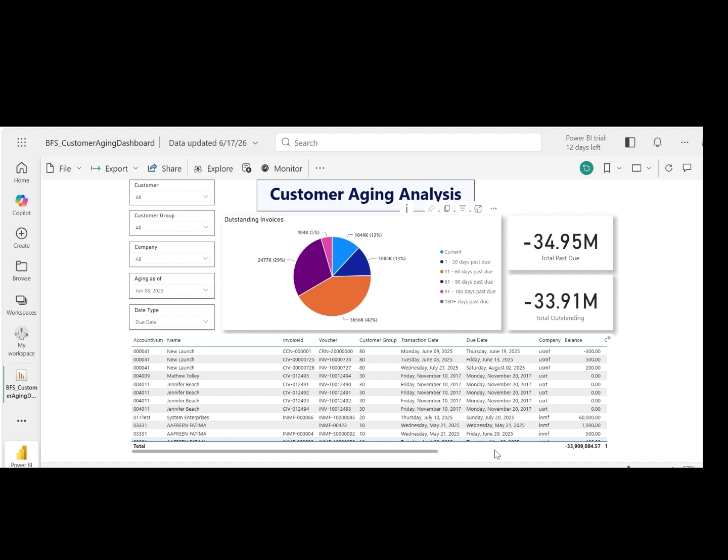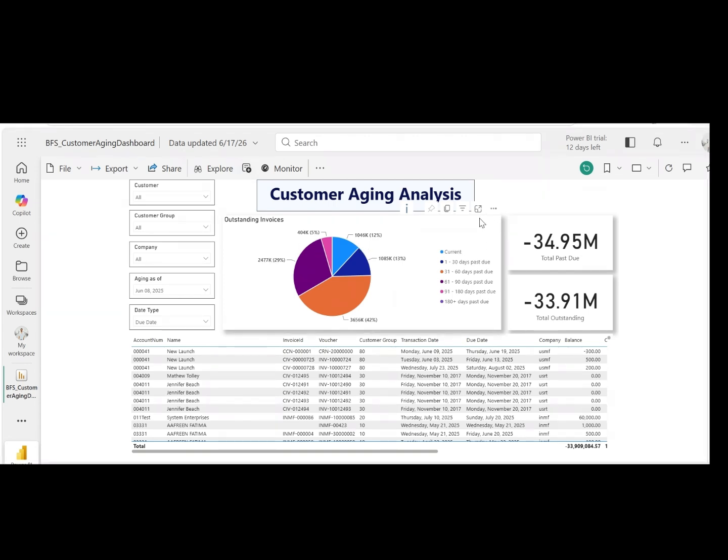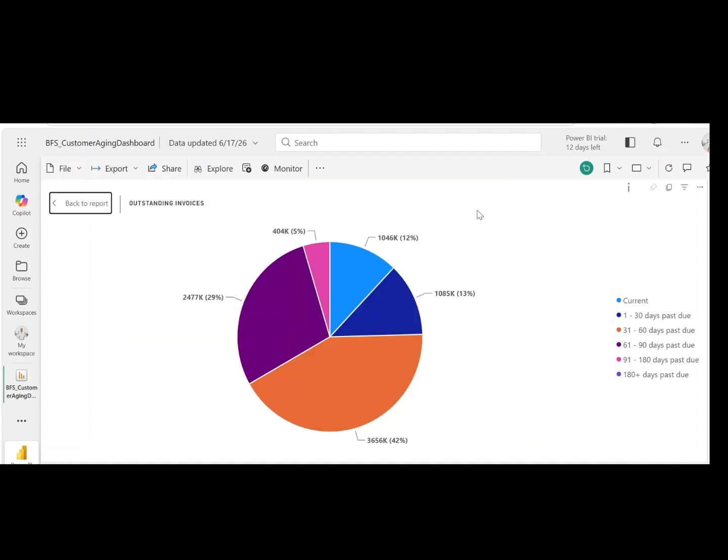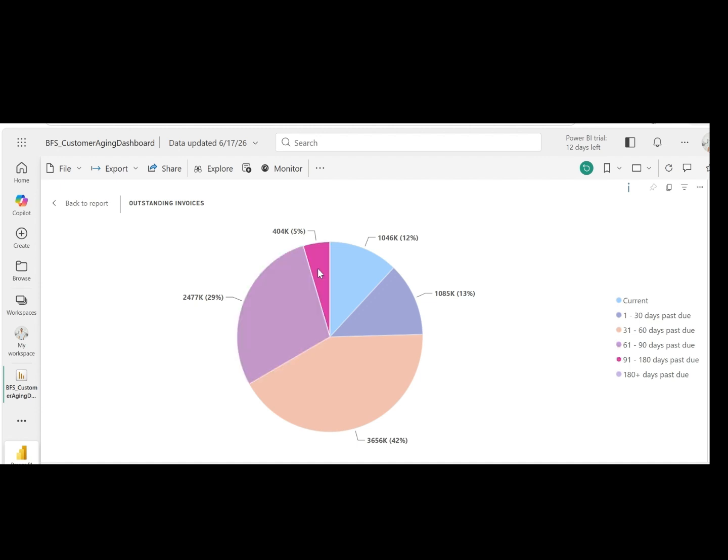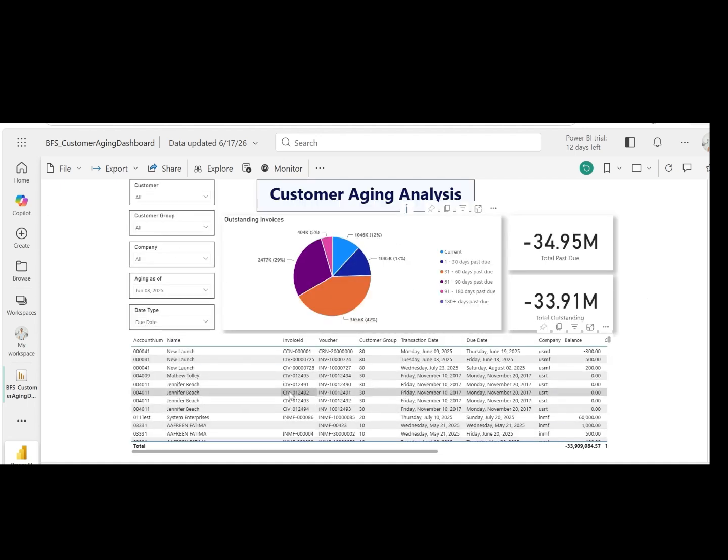and aging trends. At the center of the dashboard, the Outstanding Invoices pie chart provides a visual breakdown of customer balances across multiple aging buckets. These categories typically include current, 1 to 30 days past due, 31 to 60 days past due, 61 to 90 days past due, 91 to 180 days past due, and over 180 days past due. This visualization helps users quickly identify the concentration of overdue balances and analyze collection risk within the organization.